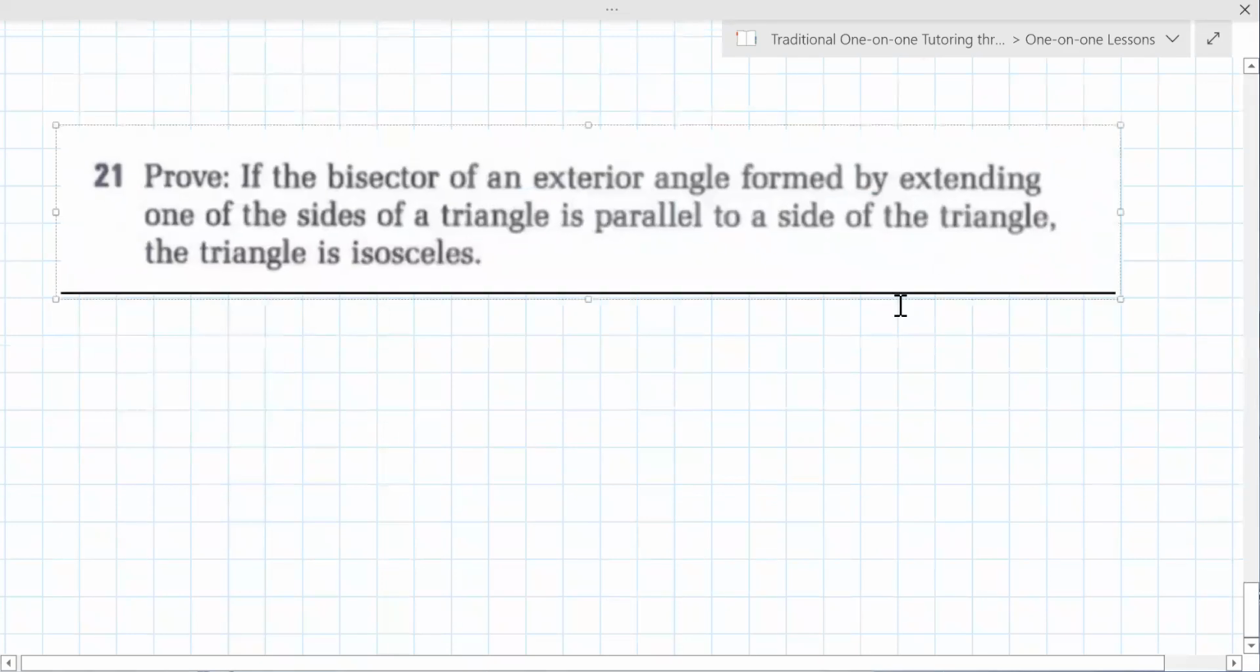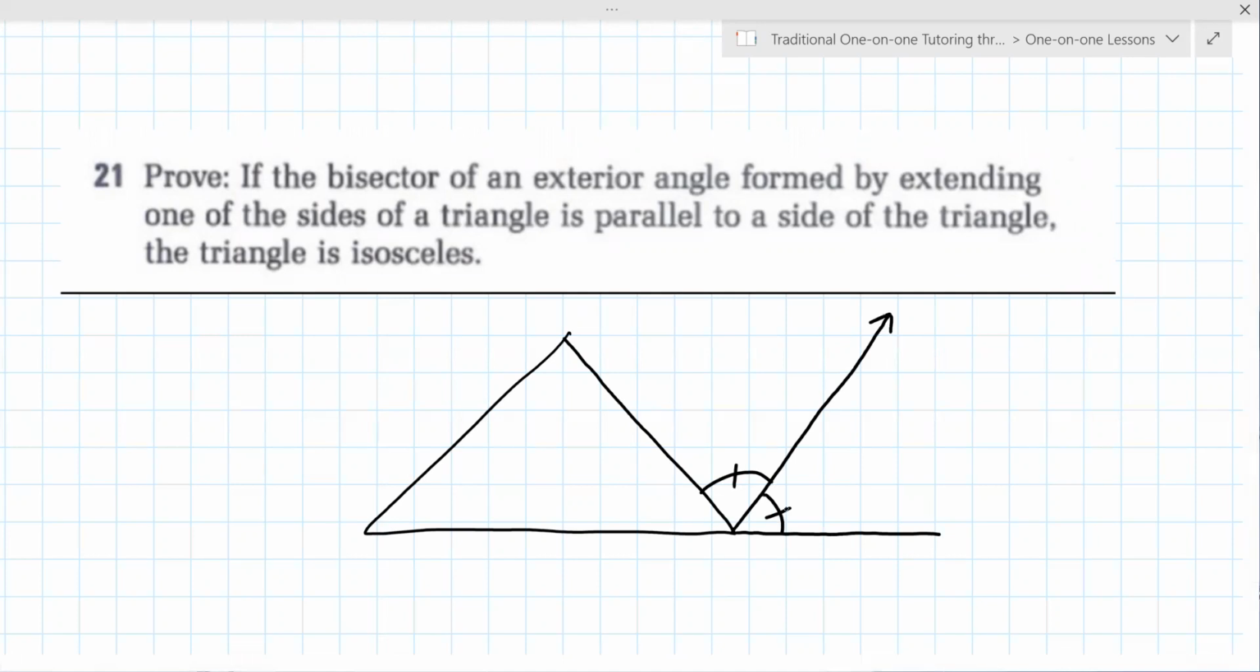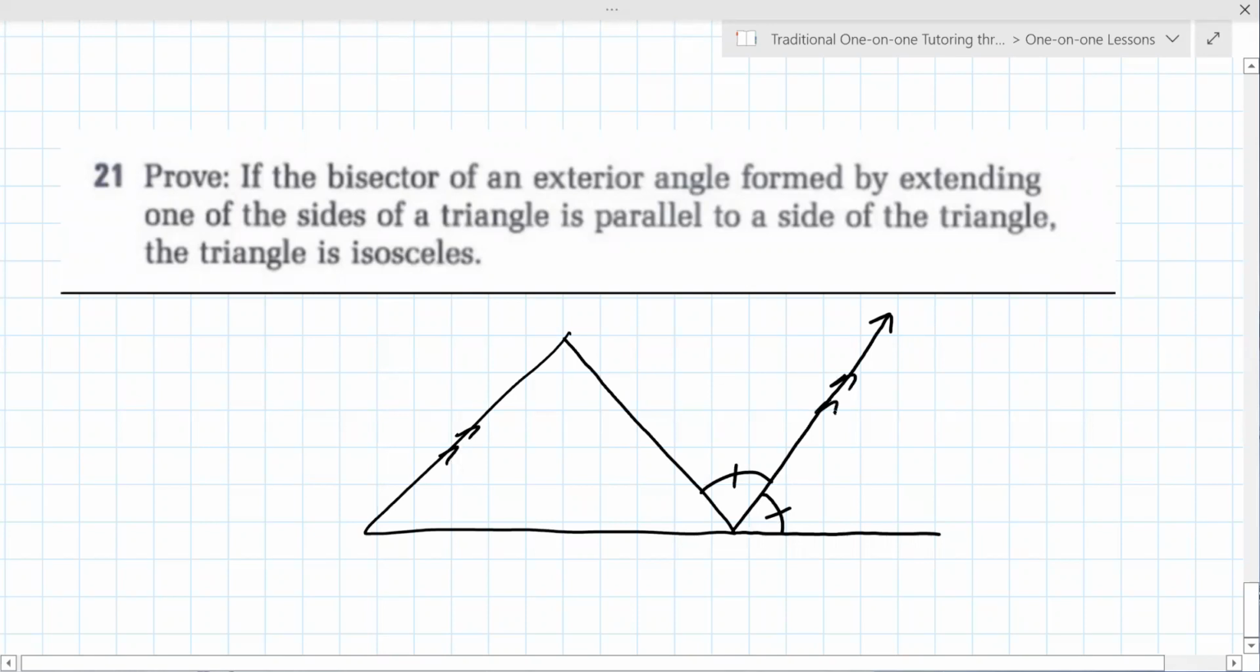All right, so it says prove if the bisector of an exterior angle. So we've got to draw a triangle here. So we extend one of the sides. So I guess I'll extend this side. And the bisector of this is going up this direction. So that means that this angle is congruent to this angle. If the bisector of an exterior angle formed by extending one of the sides of a triangle is parallel to the side of the triangle, so that's saying now that these are parallel, the triangle is isosceles.